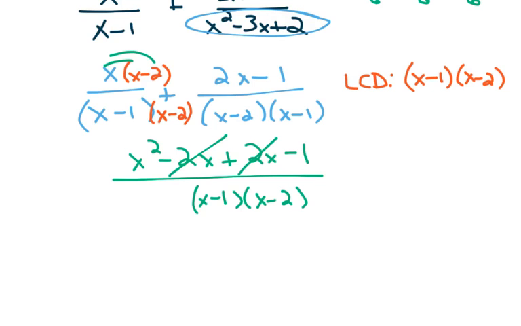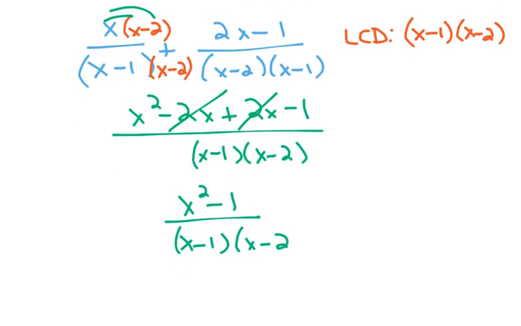Notice that these are opposites and they cancel. So I'm left with x squared minus 1 on top. Wait a second. X squared minus 1, I recognize that. I feel like I've seen that before. That's our difference of two squares. It factors into x plus 1, x minus 1.